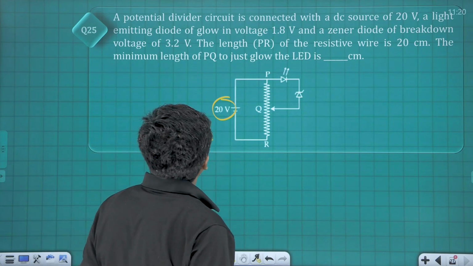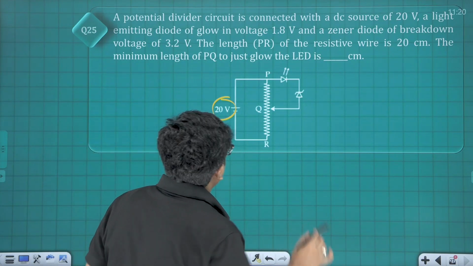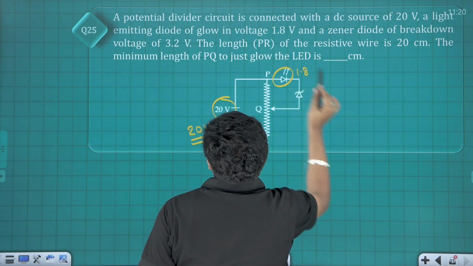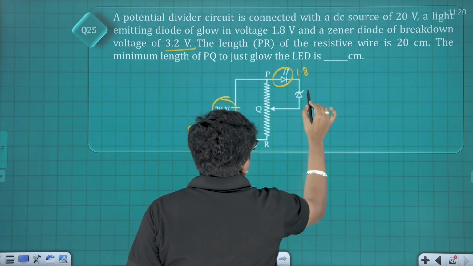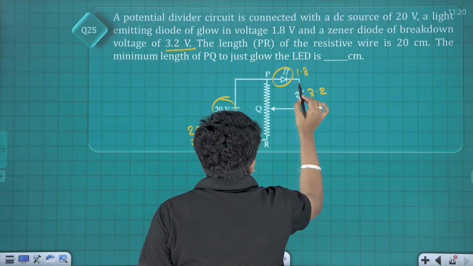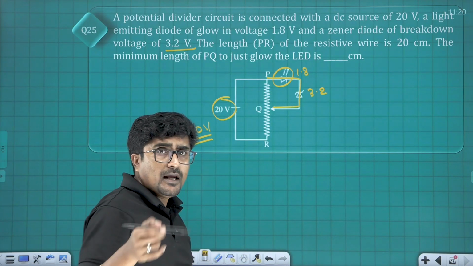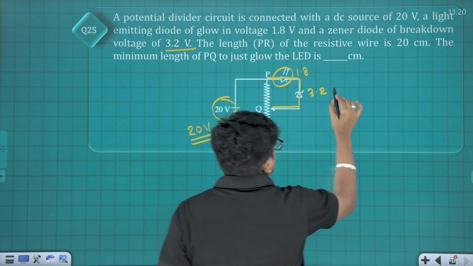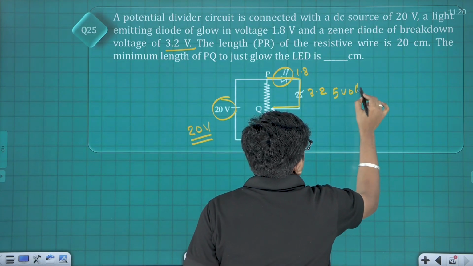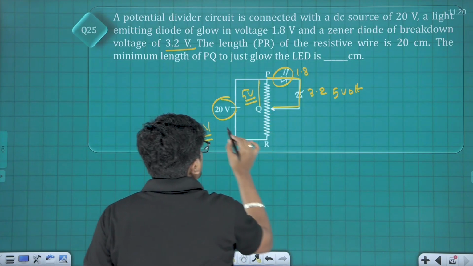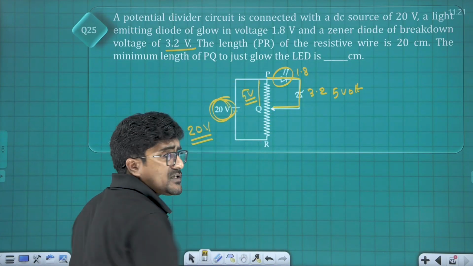Okay, and this light emitting diode works under a voltage of 1.8, and the Zener diode has a voltage of 3.2. So altogether the potential difference across this particular portion is going to be 1.8 plus 3.2, that is 5 volt. So from here to here it's going to be 5 volt. The entire total potential difference is what?